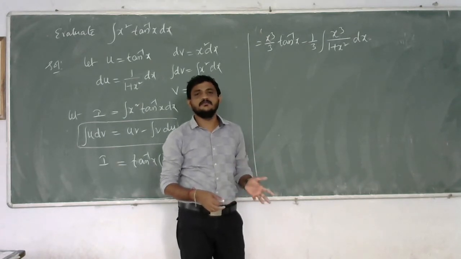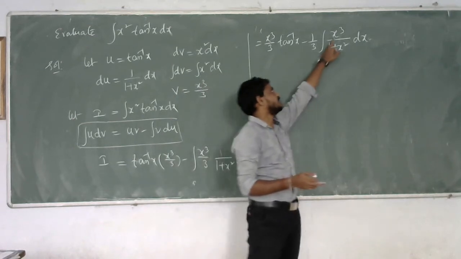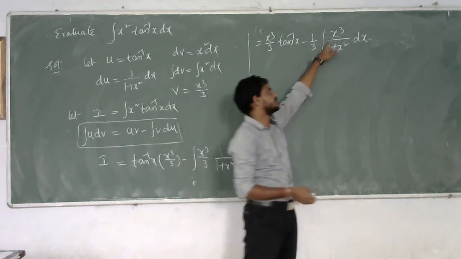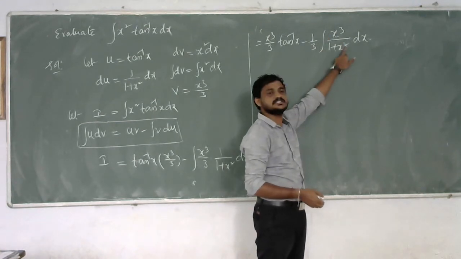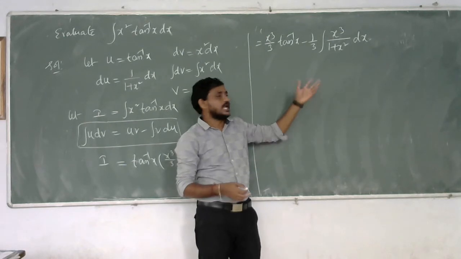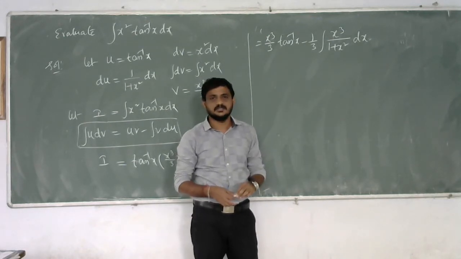Like the previous problem, we cannot write this x cube as 1 plus x square or 1 minus x square because we have x cube in the numerator and x square in the denominator. So, can we use the partial fraction method? Let us try.